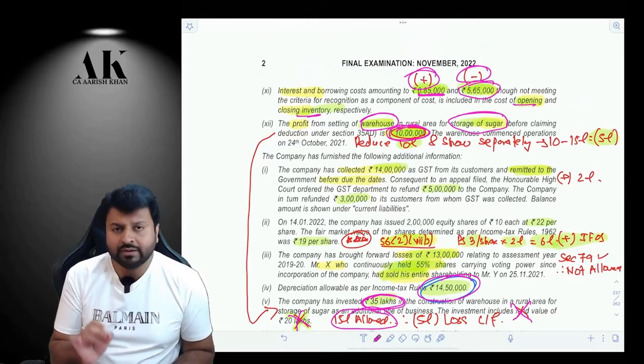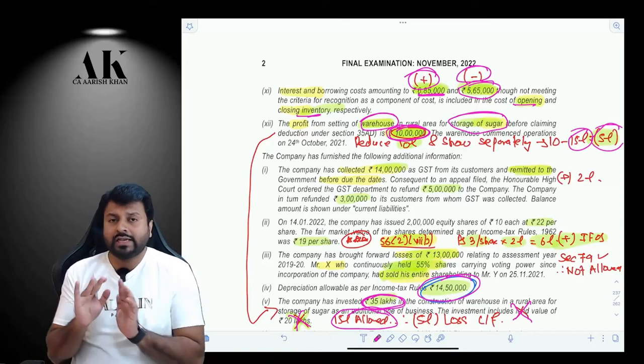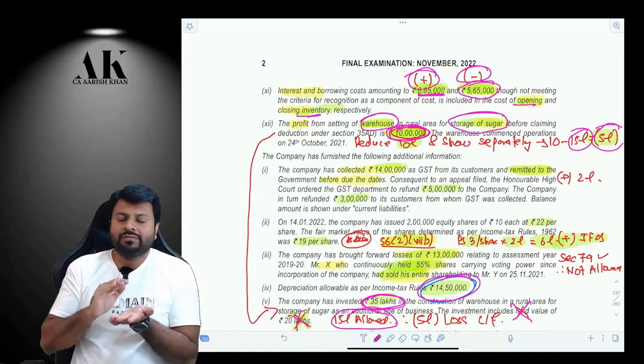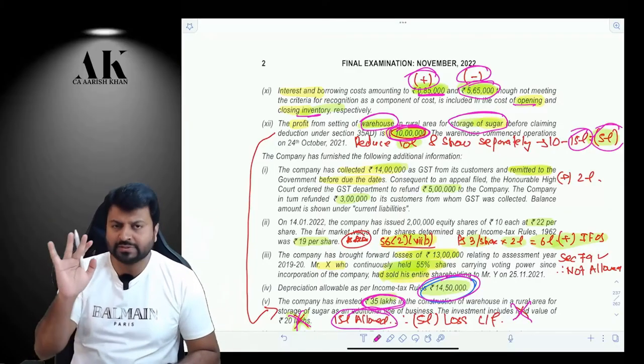So how much is your profit? Profit is 10 lakhs. And how much is your deduction? 15 lakhs is your deduction. So the 5 lakh rupees loss cannot be set off against your existing business, because the 35AD loss will be set off only against 35AD business till infinity. You cannot set off as per Section 73A.